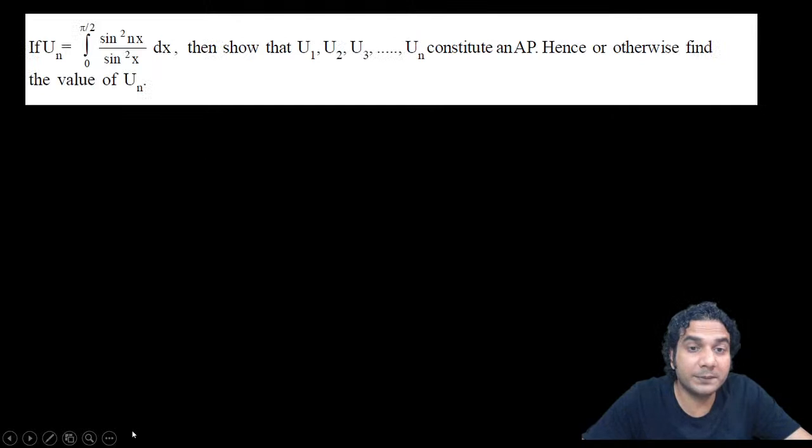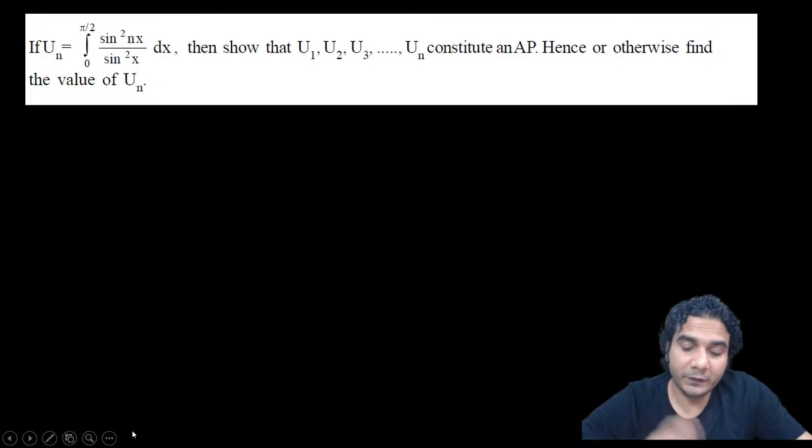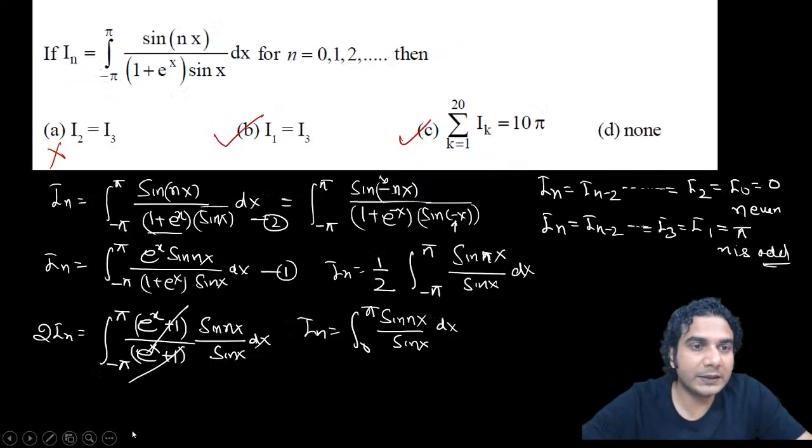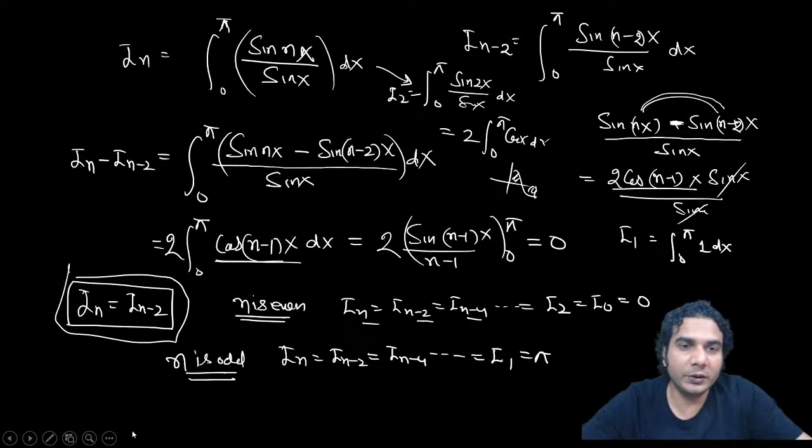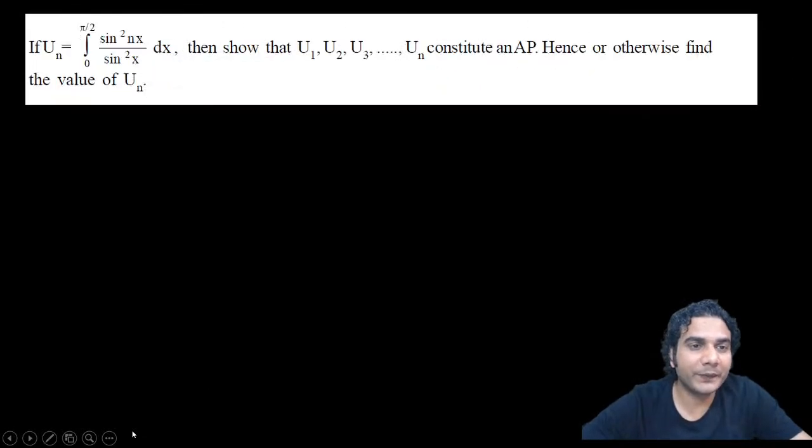Now let's do another one. This is again a very good question of reduction formula. Let me give you the hint. This is based on the reduction formula which we were using here; sin nx upon sin x will be used in this question also. So try this one, then I'll tell you. It is similar to that, sin nx upon sin x. Try to find the value of Un.